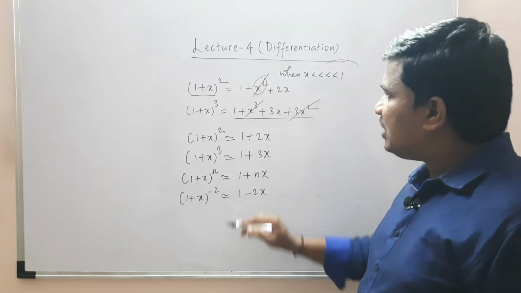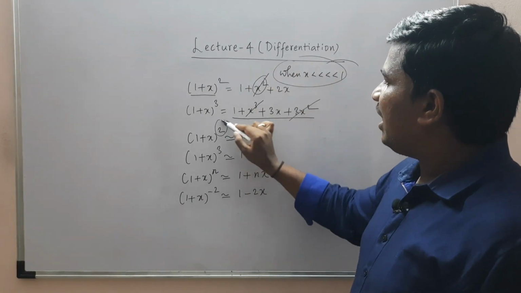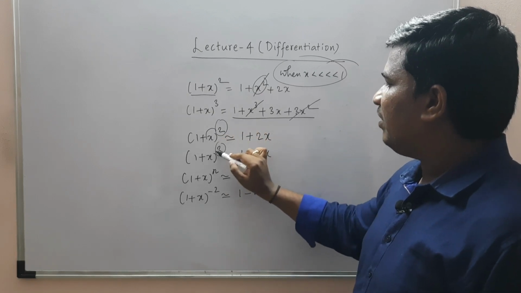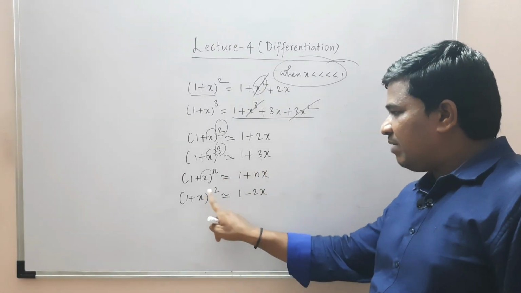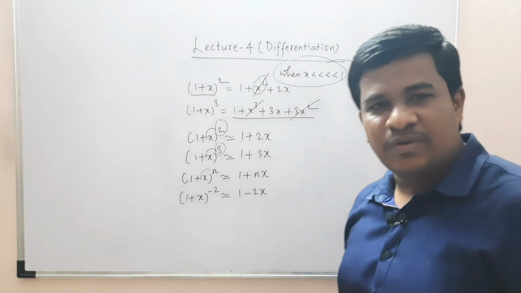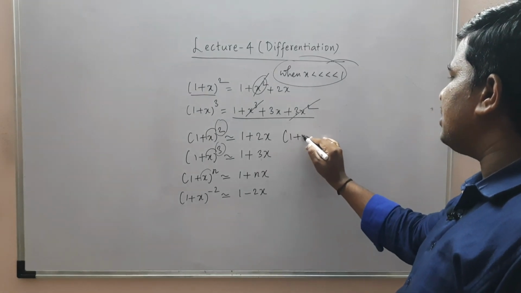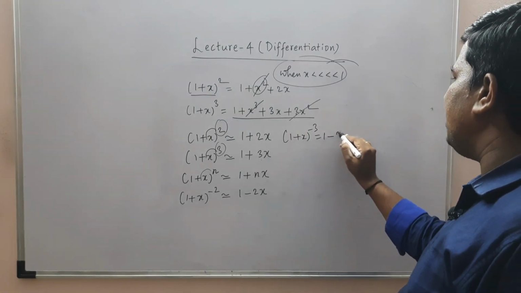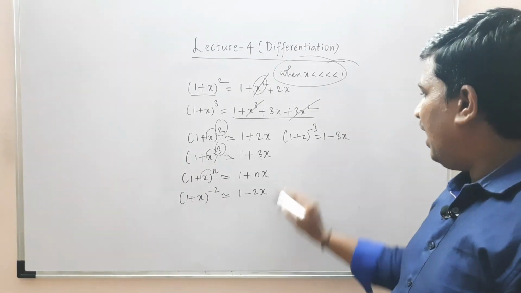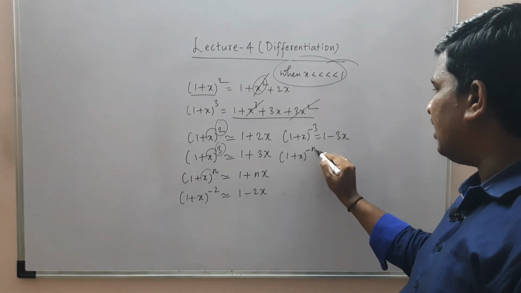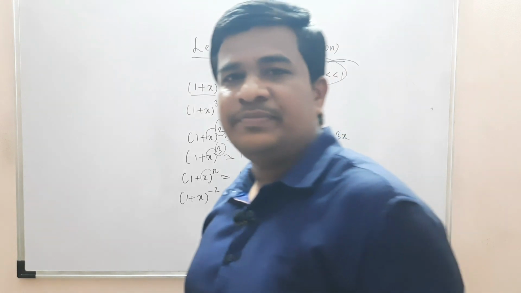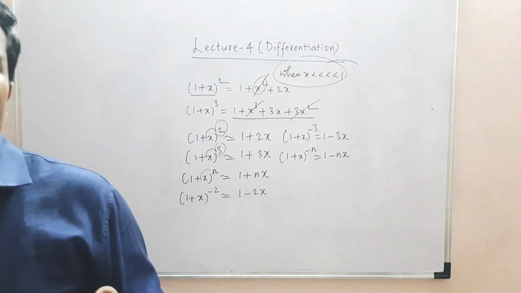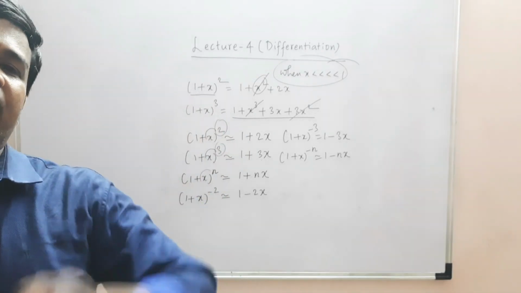So what you have to understand is whenever x is very much less than 1, this power can be put in front of x. So here this n can be put in front of x. So here minus 2 can be put in front of x. Thus (1 plus x) whole power minus 2 turns into 1 minus 2x. And even if you take (1 plus x) whole power minus 3, this will be approximated to 1 minus 3x. And if you have (1 plus x) whole power minus n, this can be approximated to 1 minus nx. So this is what we have to remember whenever x is very small.